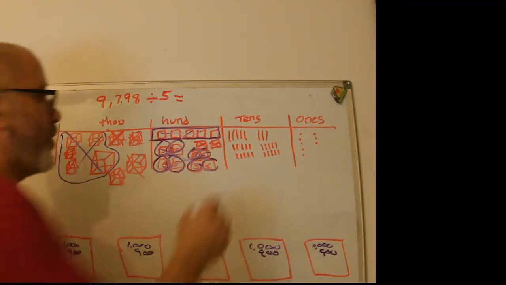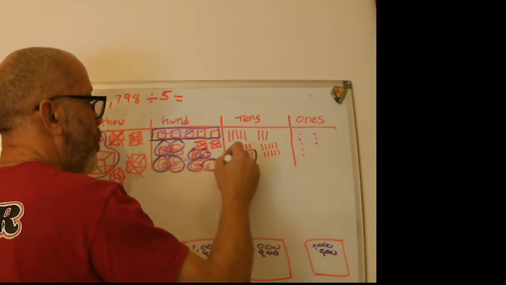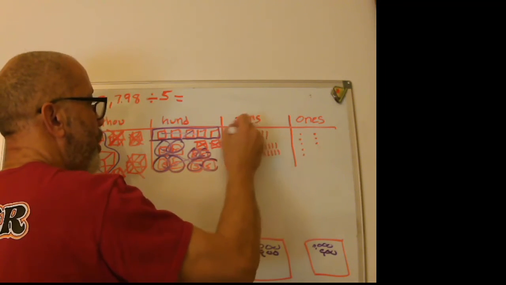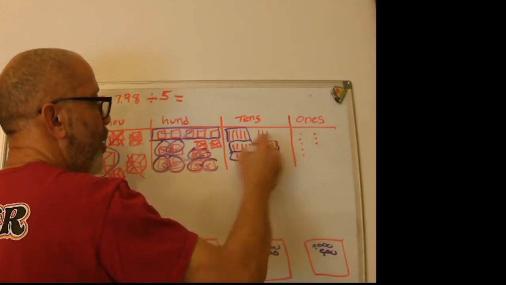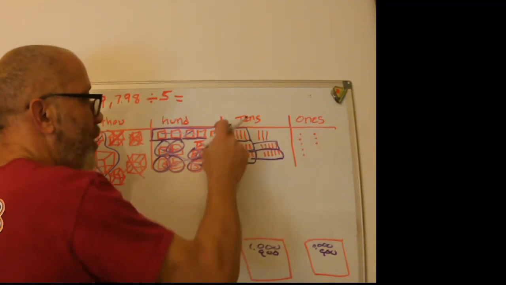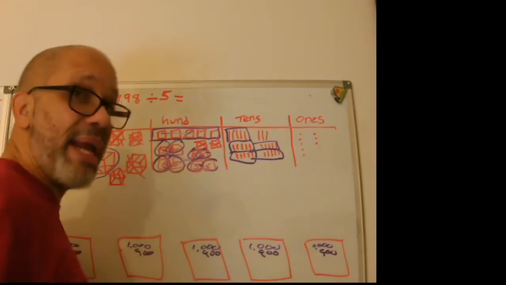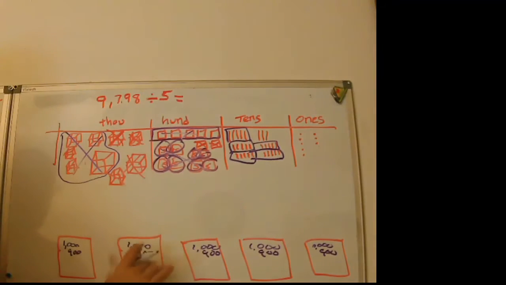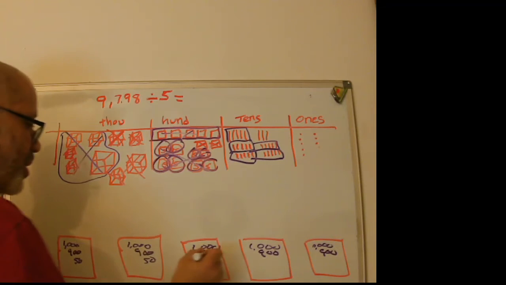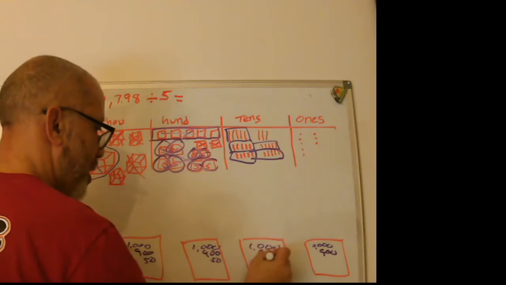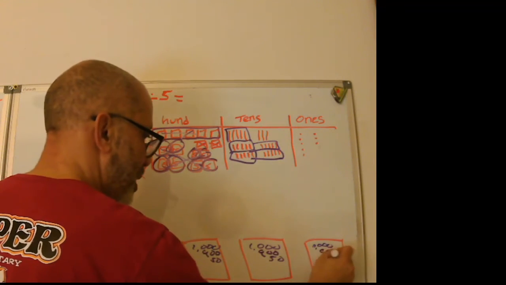Oh, how hard for this one. So that's 1, 2, 3, 4, and 5. 1, 2, 3, 4, 5, with 3 remaining. So you should have gone and here and put 50, 50, 50, 50, 50.